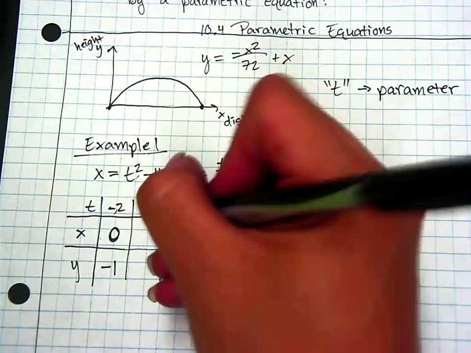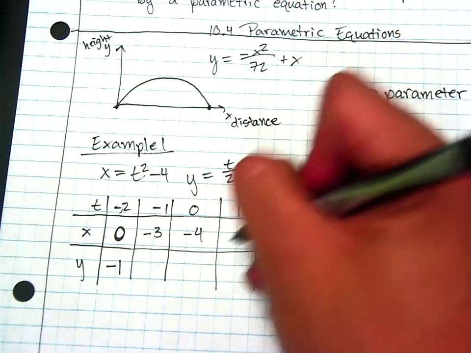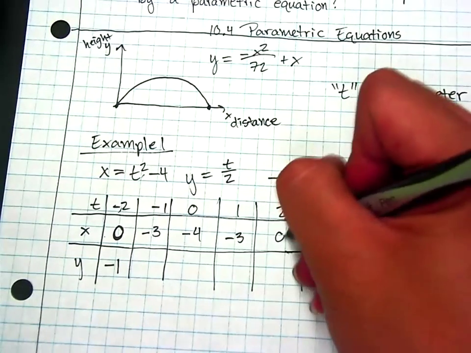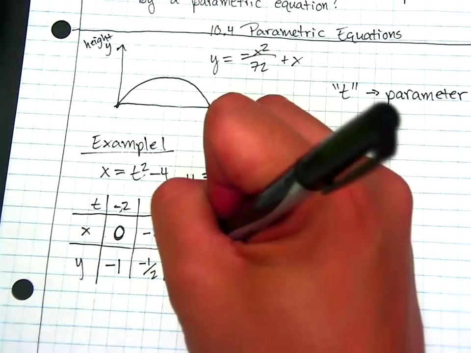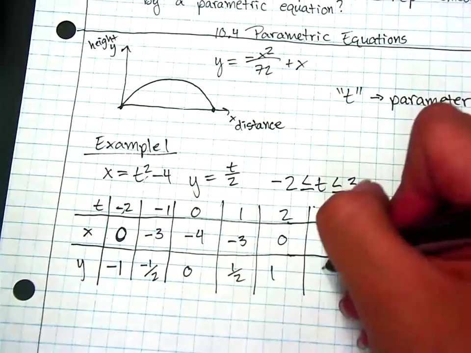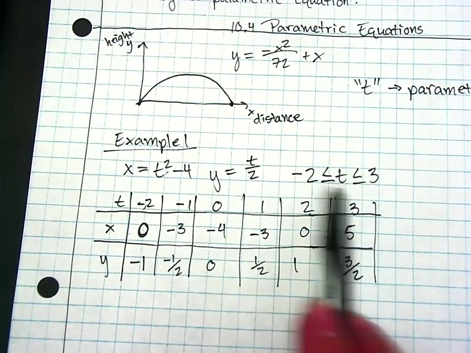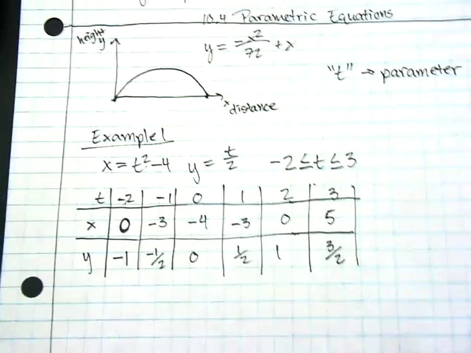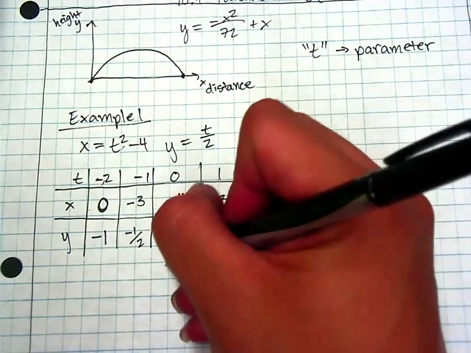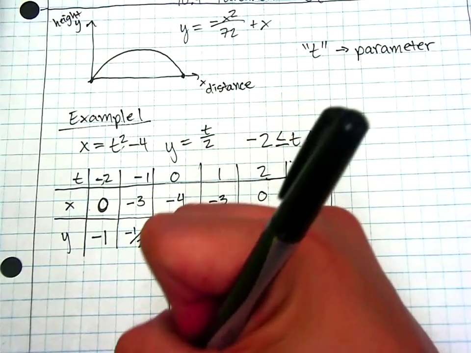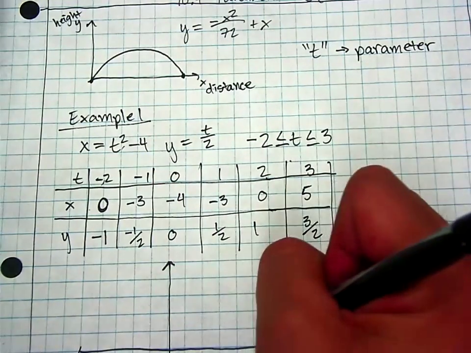And basically you continue doing that until you end up filling this entire table, really. So negative 4, negative 3, 0, 5. You can prove that to yourself if you need to. Negative 1 half, 0, 1 half, 1, and 3 halves. Again, I got all of those numbers from plugging in each t value into the respective x and y equations. Okay? So these two together represent this thing called a parametric equation, and we're going to go ahead and graph what this ends up looking like.